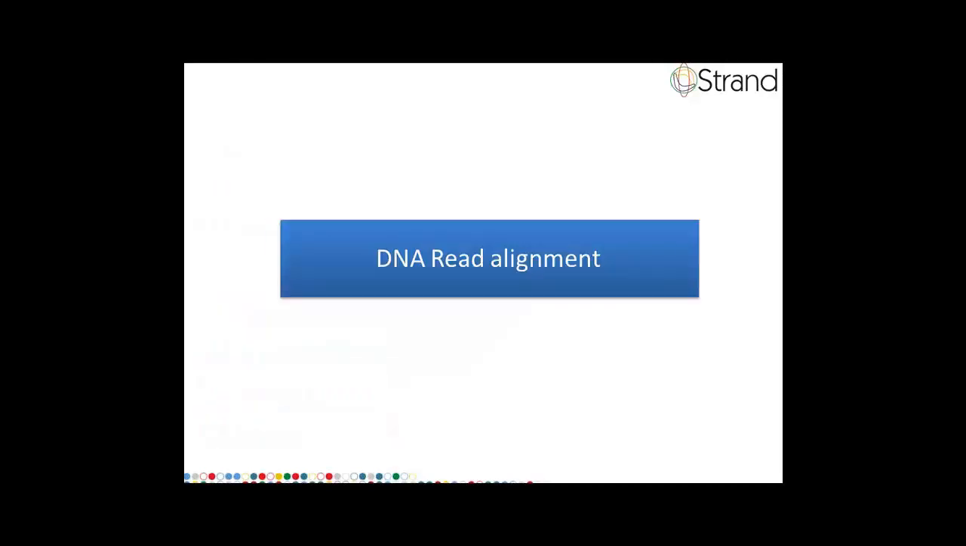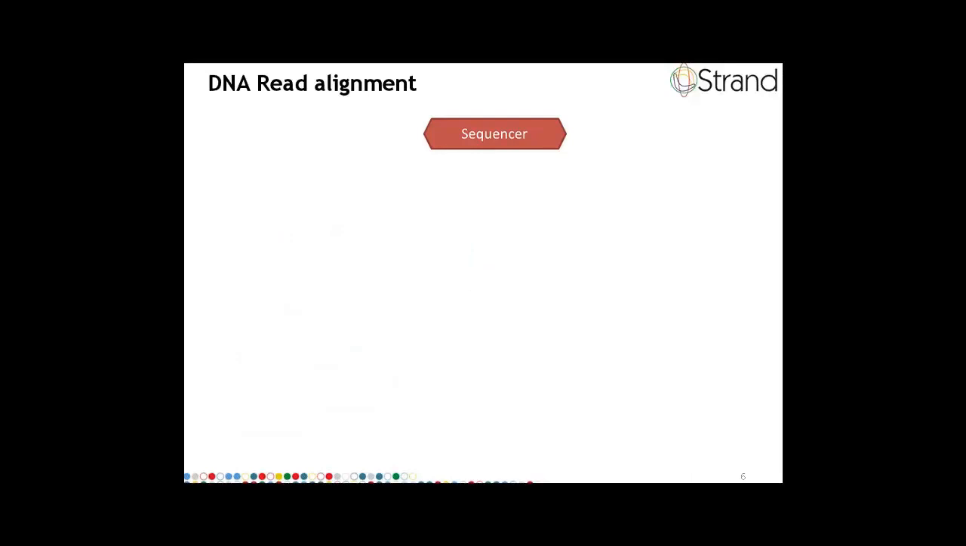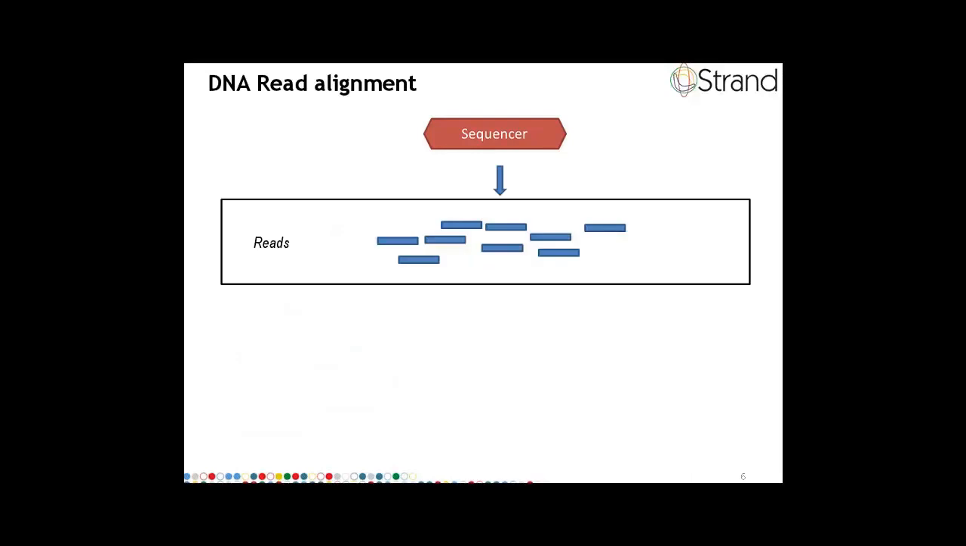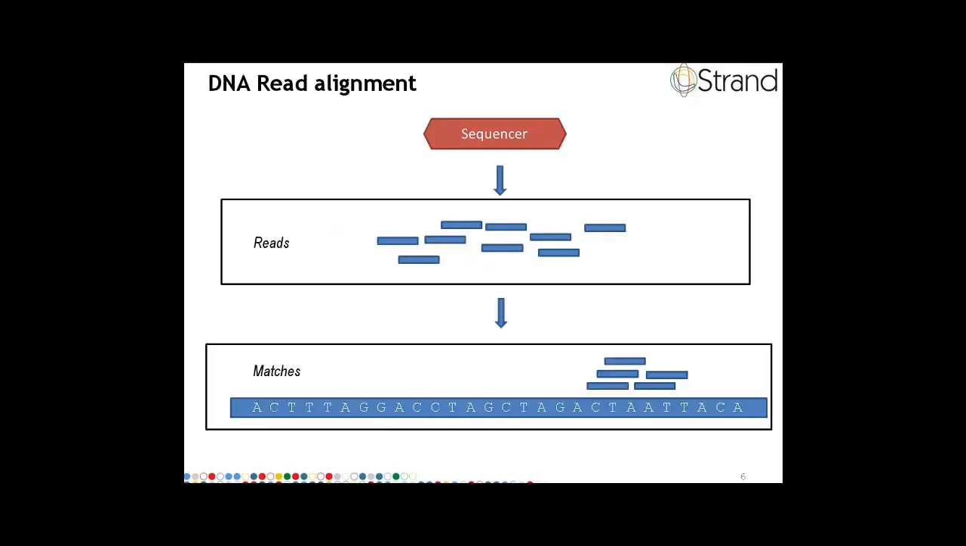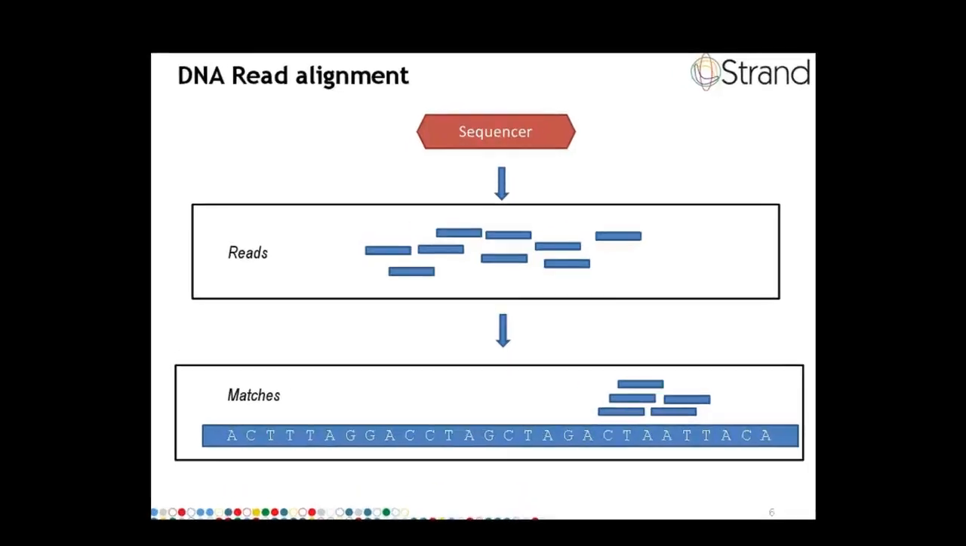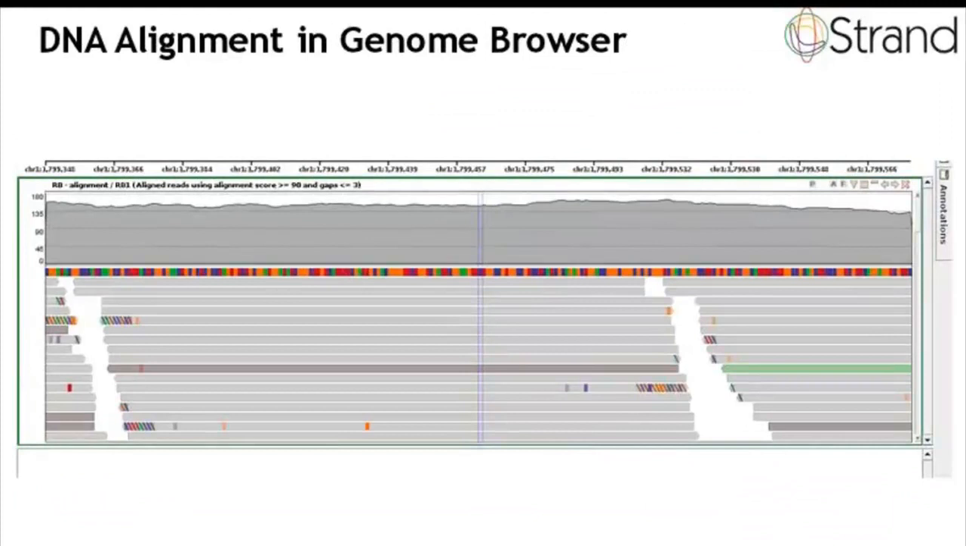So let's start off with DNA read alignment. In DNA read alignment, we take the reads which have been output by the sequencer, we match them against the genome, so we have contiguous matches to substrings of the genome. So DNA alignment looks like this in the genome browser.